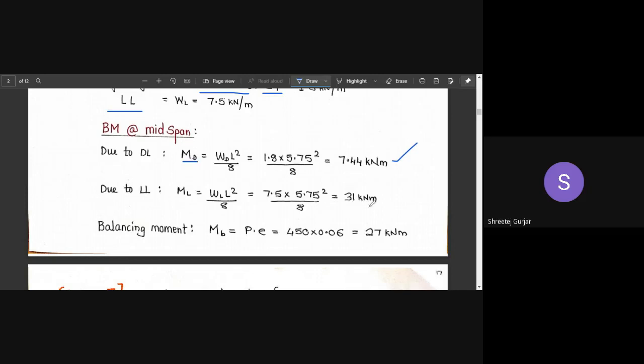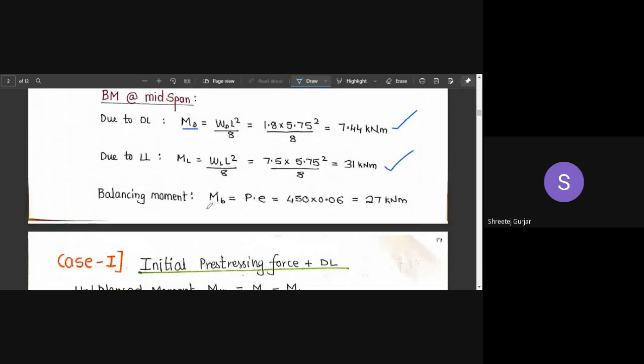And then due to live load, which is also UDL, so WL squared by 8. So we have substituted all those things, and we have found out the moments. So now what is the balancing moment? Balancing moment is equal to P into E. Okay, balancing moment at your mid span is P into E. Remember this, balancing moment is equal to P into E.